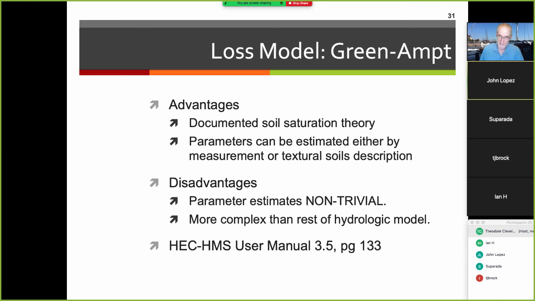The advantages of it are it's a solution to a simplified soil moisture equation. Parameters can be estimated by measurement or description. Disadvantages is that estimates are non-trivial, and it's often more complex than the rest of the model. And the explanation of it is on page 133 of HEC-HMS. There's also an explanation of it in SWIM.